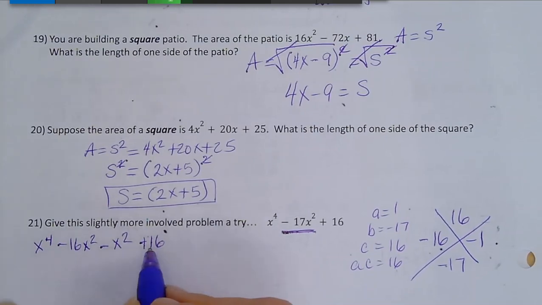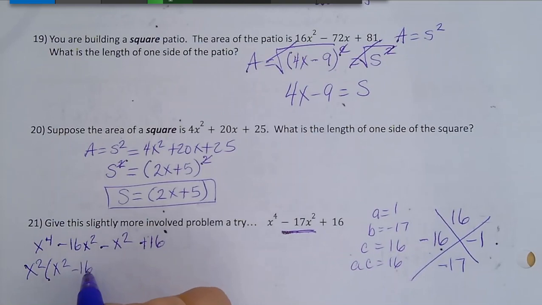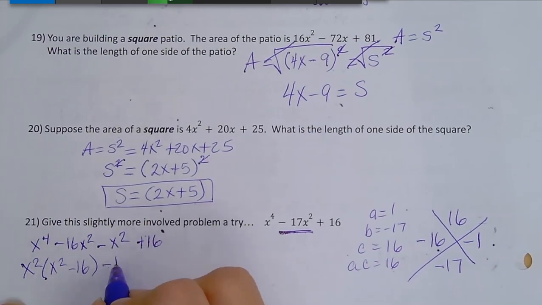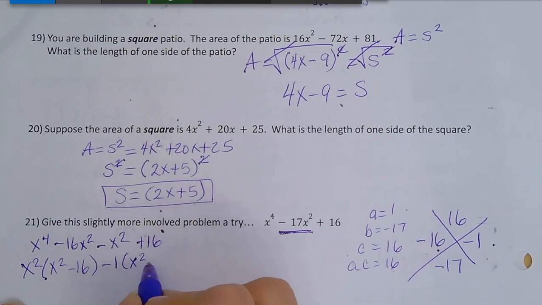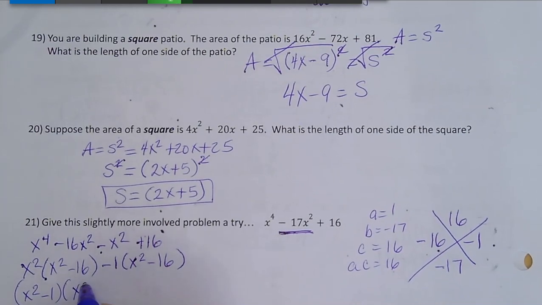Now, can I pull stuff out? Well, if I pull x squared out of here, I have x squared times x squared minus 16, okay? And over here, I'm going to pull out just negative 1, so I have negative 1 times x squared minus 16. That has me with matching binomials. If I have negative x squared divided by negative 1, I'm left with positive x squared, and if I have 16 divided by negative 1, it's negative 16. So I have x squared minus 1 times x squared minus 16.